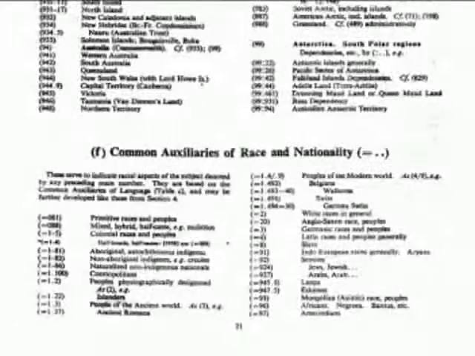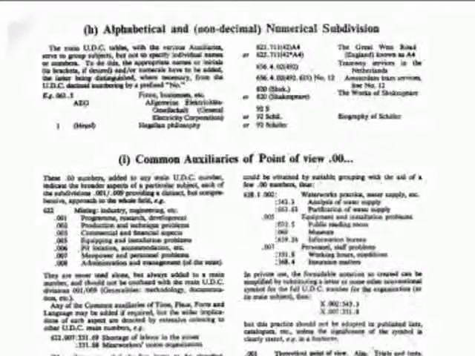On page number 21, you will find the common auxiliaries of race and nationality. Page number 22, common auxiliaries of time, followed by alphabetical and numerical subdivision, then common auxiliaries of point of view. And finally, you will see the special auxiliary subdivisions on page number 25. So this is the first part of UDC. It starts from the introduction as well as several auxiliaries which we have seen one by one.